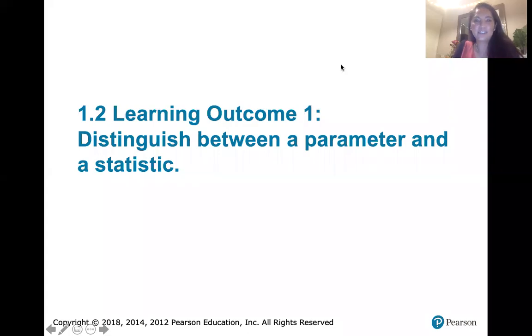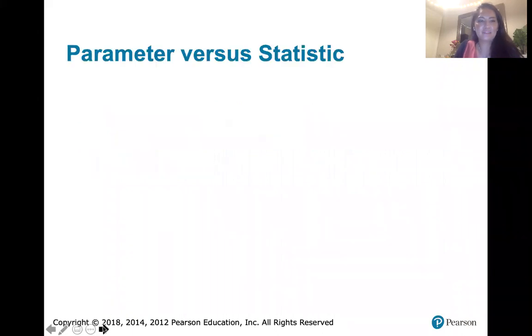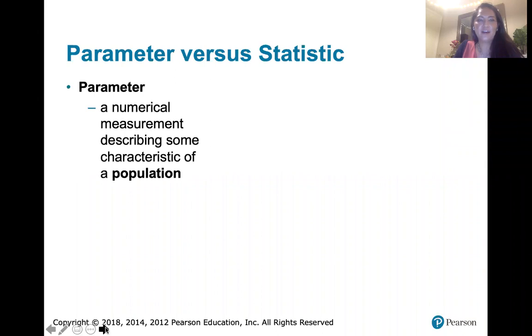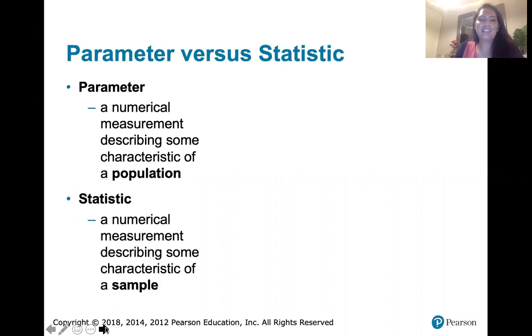In this video, we discuss distinguishing between a parameter and a statistic. So here are some definitions. A parameter is a numerical measurement describing some characteristic of the population. And a statistic is a numerical measurement describing some characteristic of a sample.